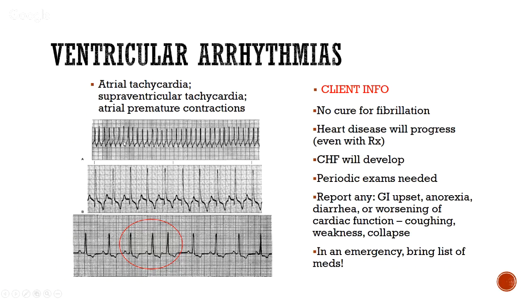Here we can see atrial tachycardia or supraventricular tachycardia. This is tachycardia as well. We see a PQRS. If you look at the P wave, it's not always in the same place in relation to the QRS. So that's an indication that we have a junctional or a supraventricular tachycardia. There is no cure for fibrillation.